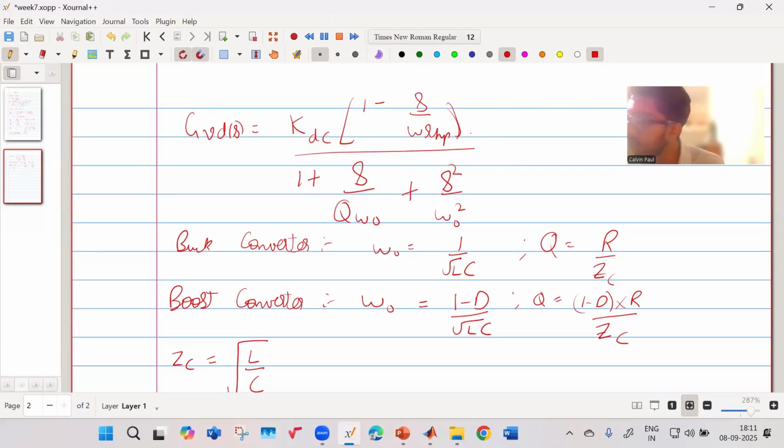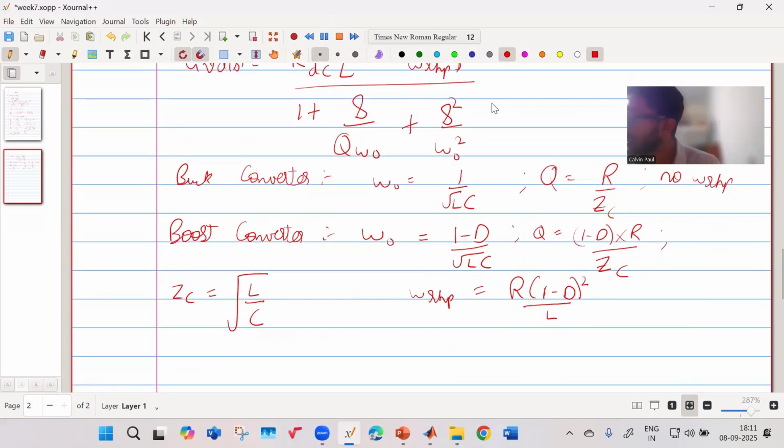For the buck converter, there is no omega RHP. While for the boost converter, what is the omega RHP? That is actually R (1 minus D) square by L. Okay, this is your omega RHP for your boost converter. These are very important formulas, and I suggest you memorize them for your assignments and for your exam. There are some things you have to memorize, and this is something which you should memorize.